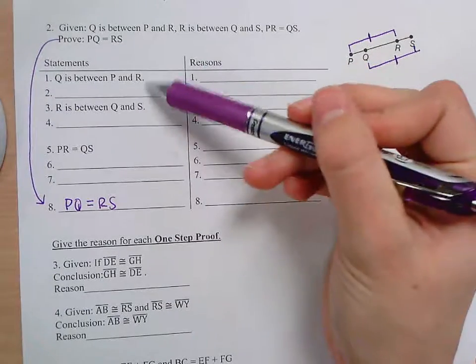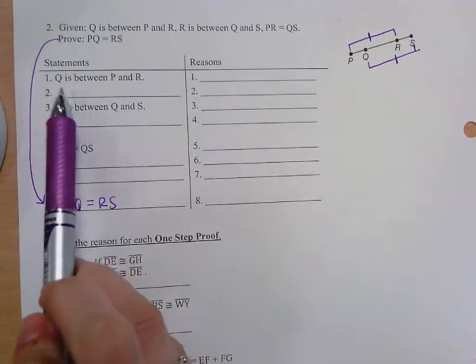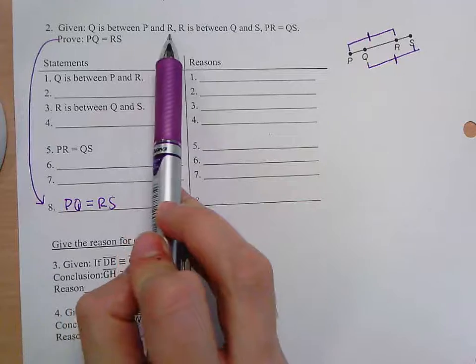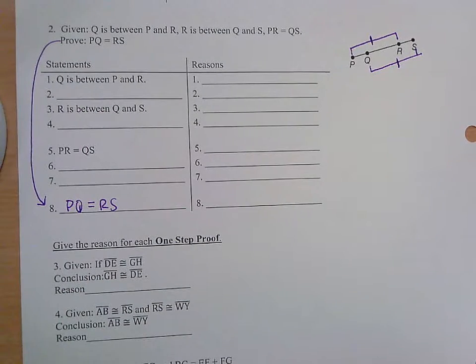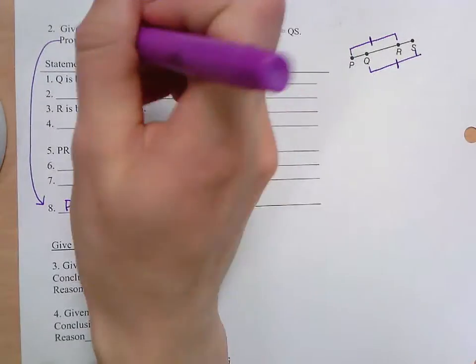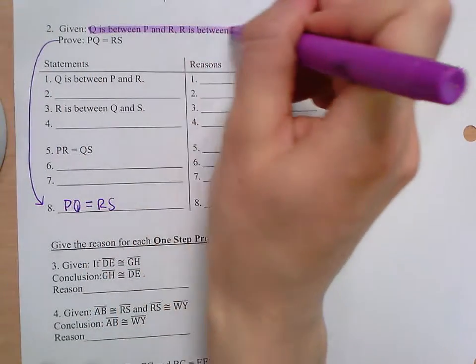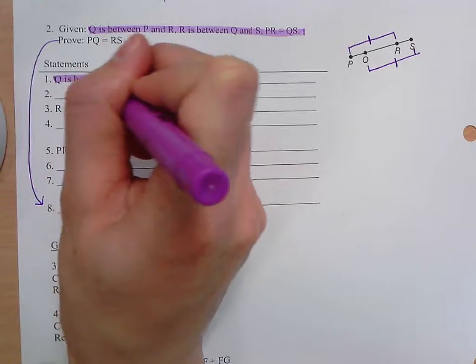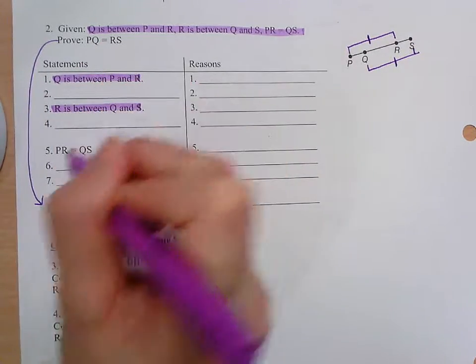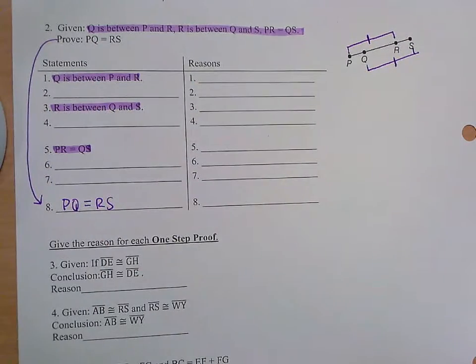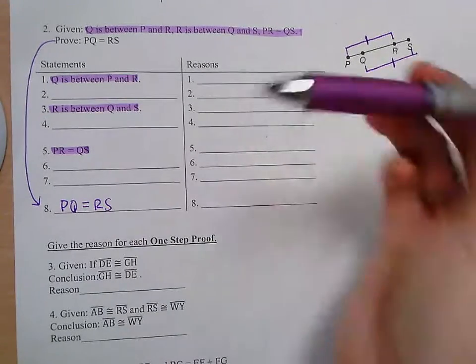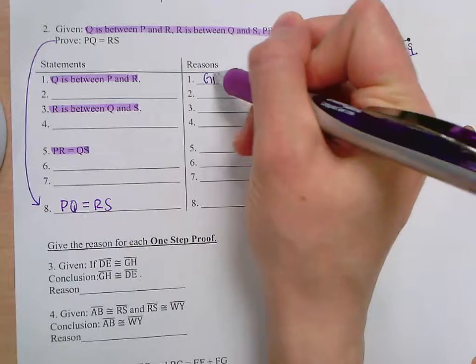Again, I broke this up and you'll see why. The first thing I was given was that Q was between P and R. All of this that's given, I just listed in different steps here, but that's all given information. So Q is between P and R, reason number 1, given.